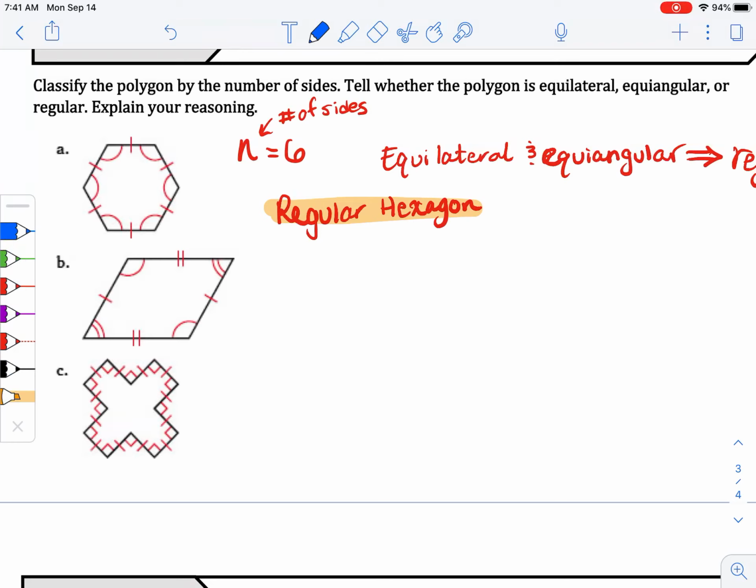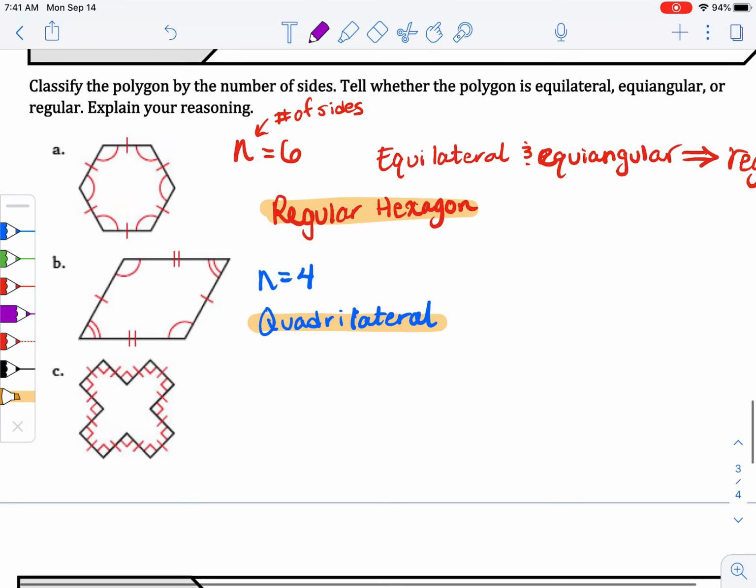Part B, here my n is equal to 4. This is not equilateral because notice these 2 sides are equal, but then these 2 sides have the double thing. So that means that the 2 top sides are equal to each other, and then separately the 2 sides are equal to each other. And then same thing with the angles. You have 1 arc versus 2 arcs. So this is not equiangular, it's not equilateral, so therefore it's not regular either. So this is just a quadrilateral. We could say it's a convex quadrilateral, but it didn't ask for that here.